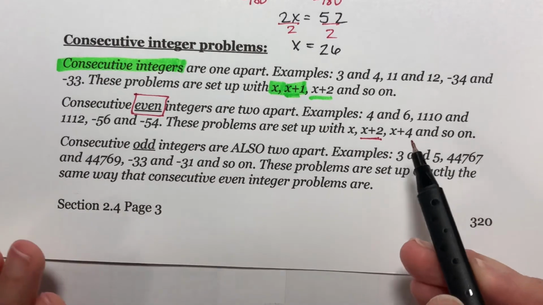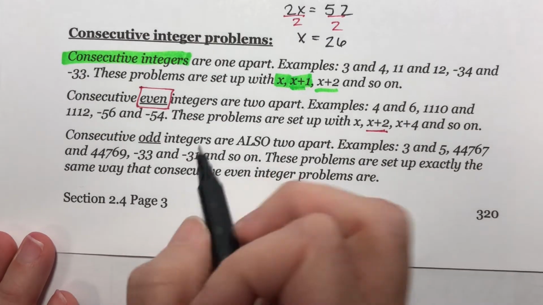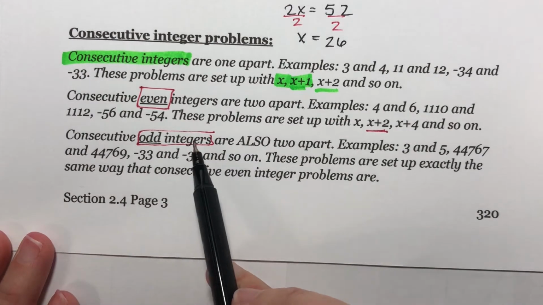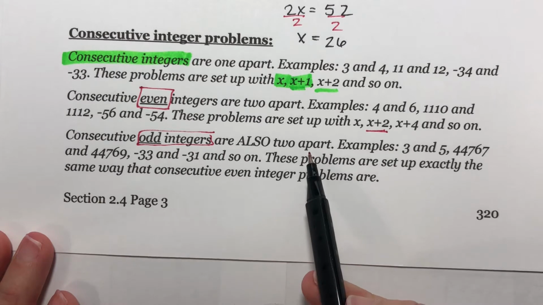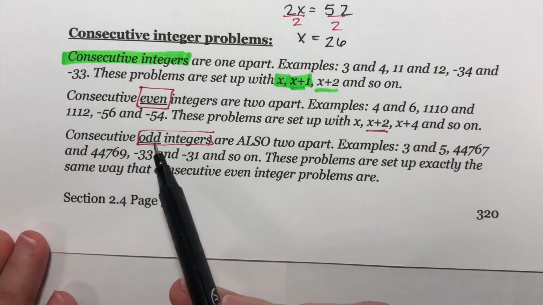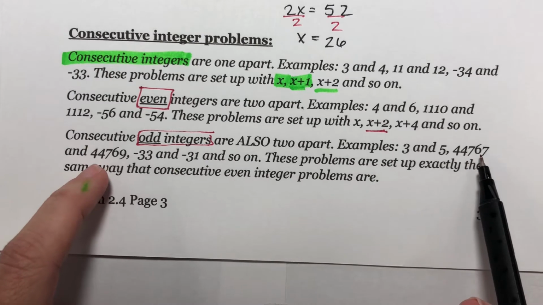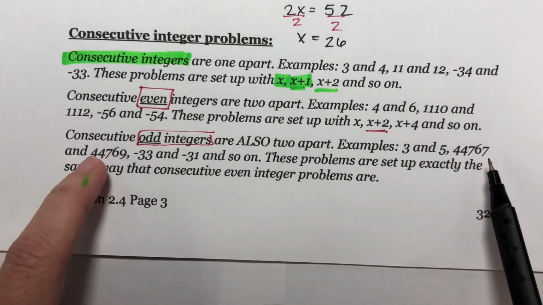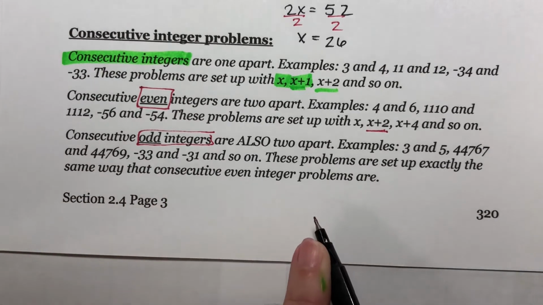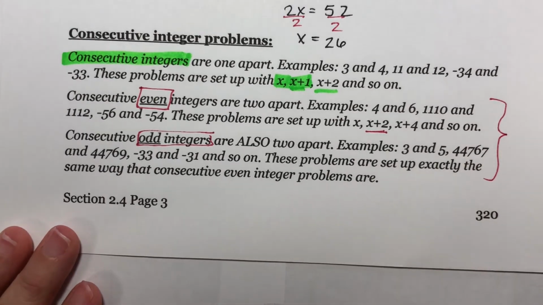Now, where a lot of people get mixed up is this one makes sense, this one makes sense, but consecutive odd integers, for some reason, also messes a lot of people up because these are also 2 apart. There's something about these being an even number apart that just messes us up. An example of consecutive odd integers would be 3 and 5. And 44,767 and 44,769 are also 2 apart. Negative 33, negative 31 are also 2 apart. So these have exactly the same setup.